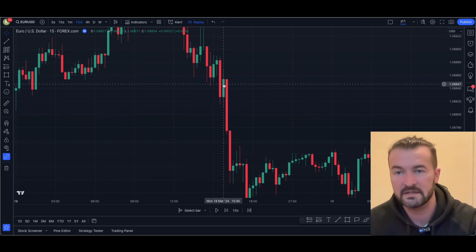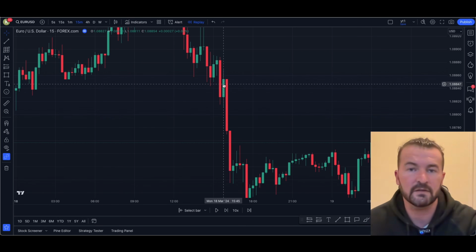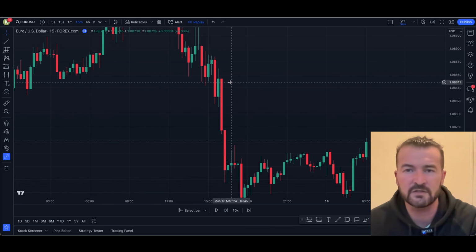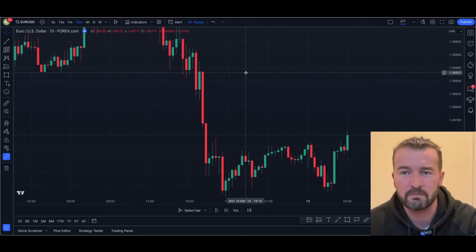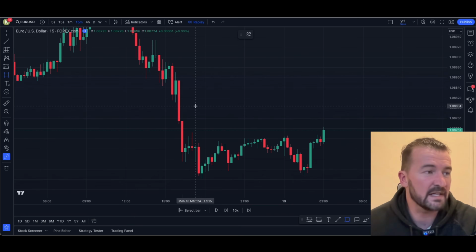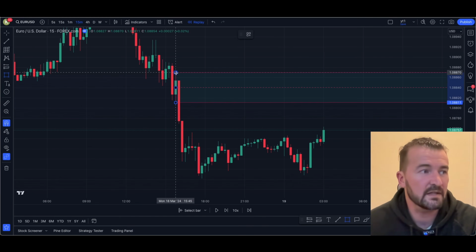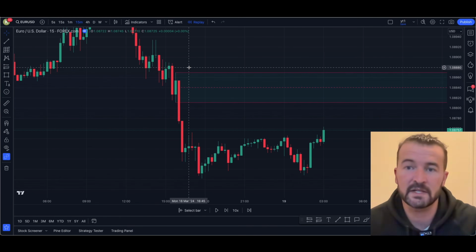Or it could be where banks level their orders in. So if you don't know how they do that, try and find a YouTube video on that, not from a YouTube guru. Try and find something from an actual banker who can explain it. That is going to be our POI above us, okay? It's just an area where price is possibly going to struggle at.